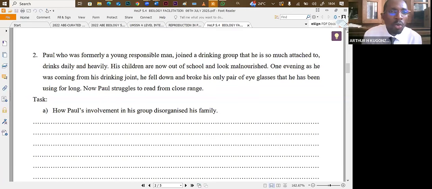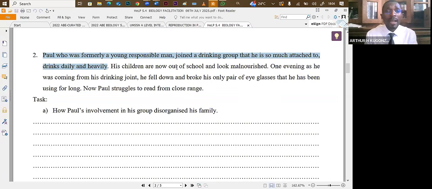They're saying, Paul, who was formerly a young, responsible man, joined a drinking group that he is so much attached to, drinks daily and heavily. So far, from the statement I have read, is there any information as to how his involvement in this group has disorganized his family? There is nothing there. Then we continue reading.